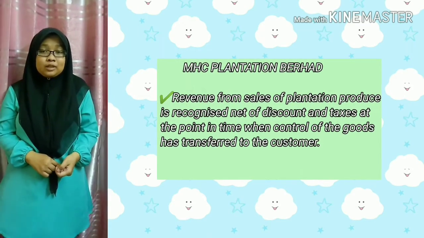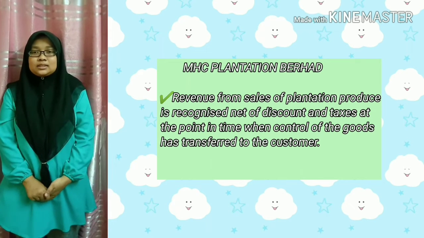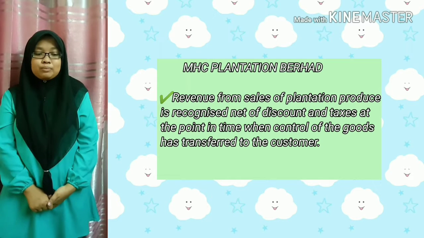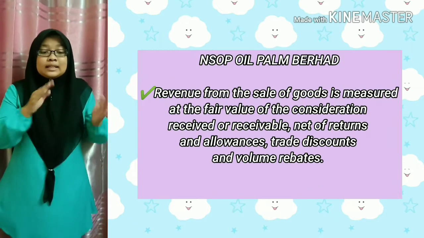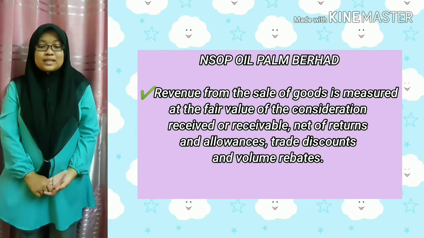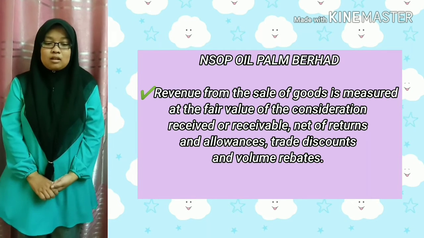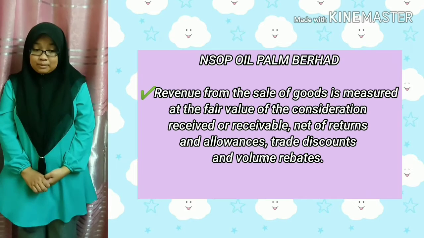First example, MSc Plantation Berhad, in the accounting basis, revenue from sale of plantation produce is recognized net of discount and taxes at the point in time when control of the good has transferred to the customer, while for Negeri Sembilan, the revenue from the sale of goods is measured at the fair value of the consideration received or receivable, net of returns and allowances, trade discounts and volume rebates.